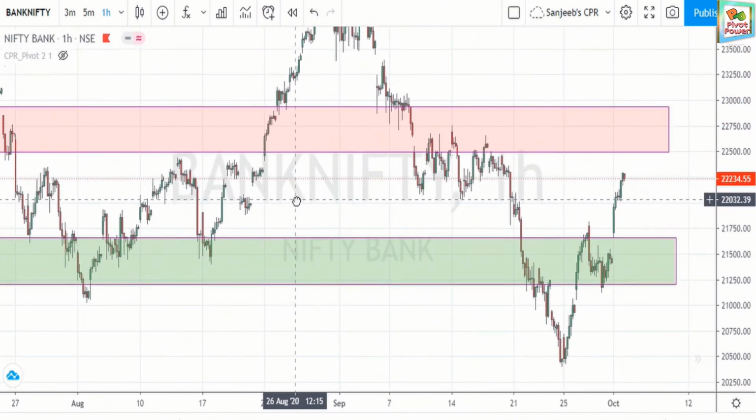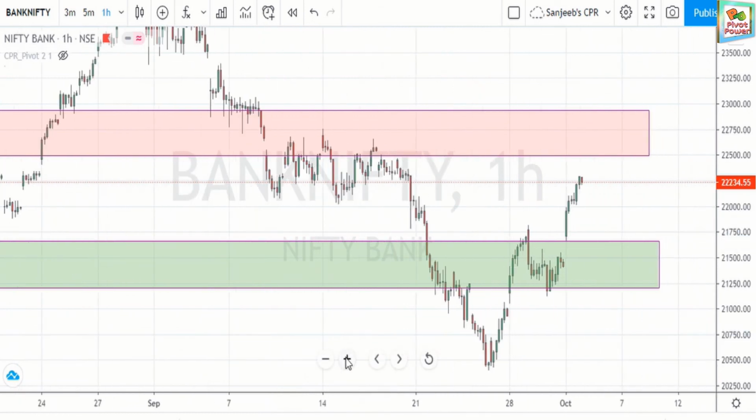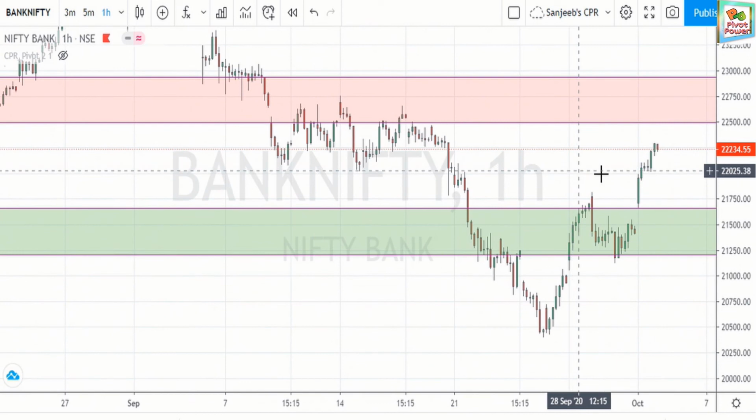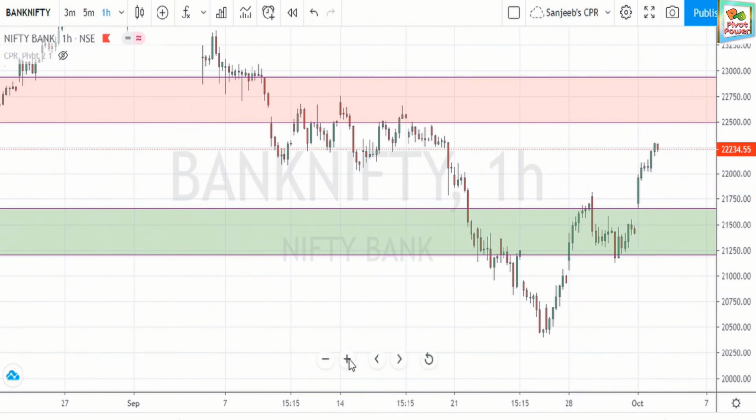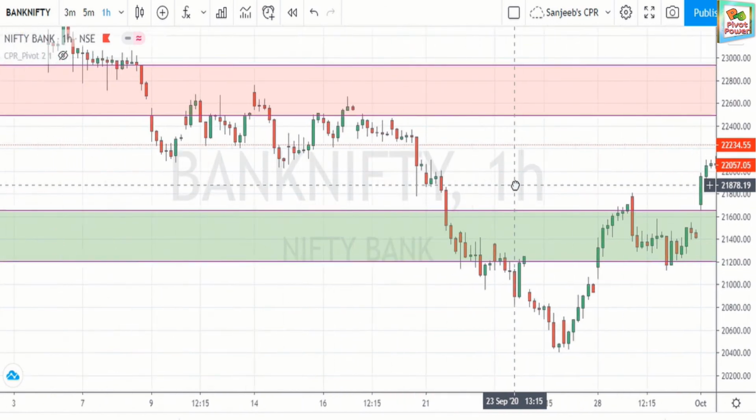See, watch what happened next to Bank Nifty. Here the level is from 22,500 to 22,900. You see what happened.